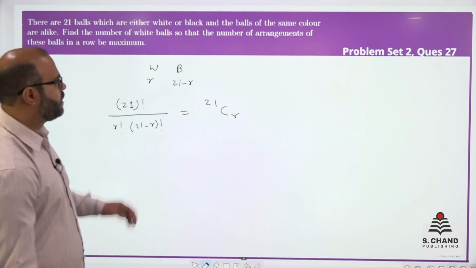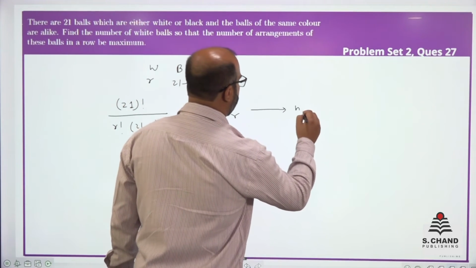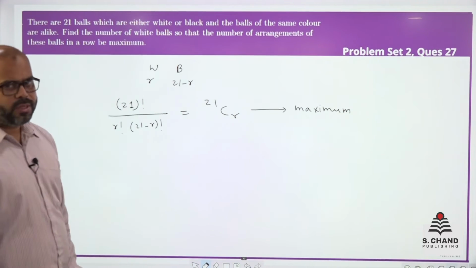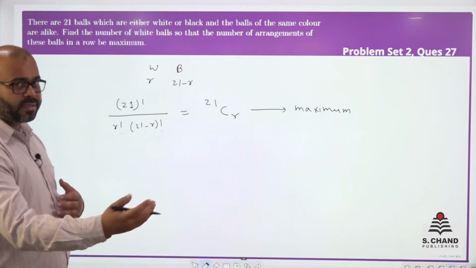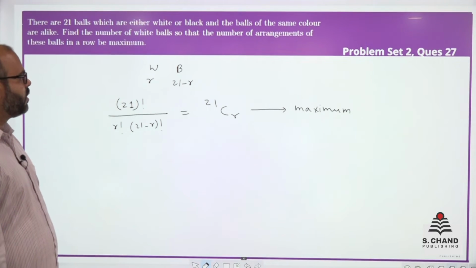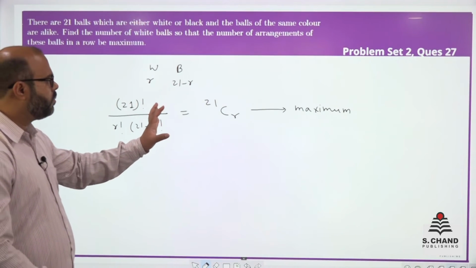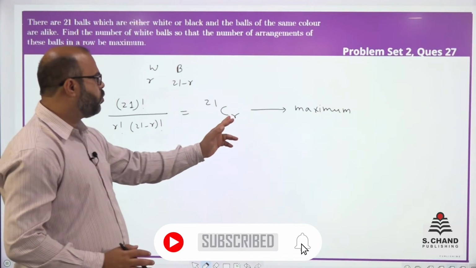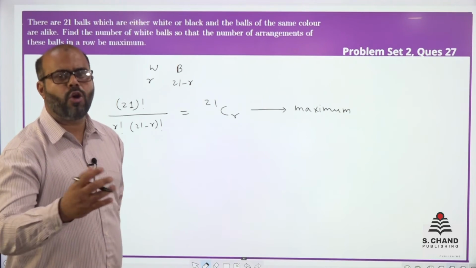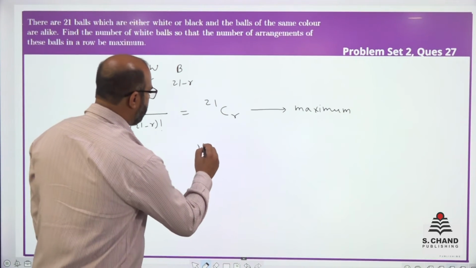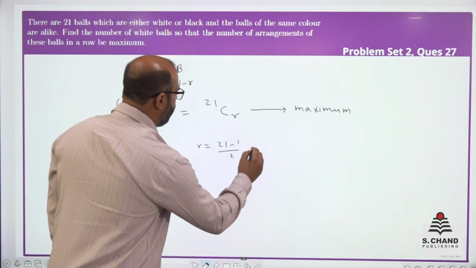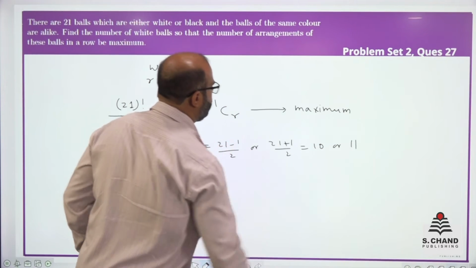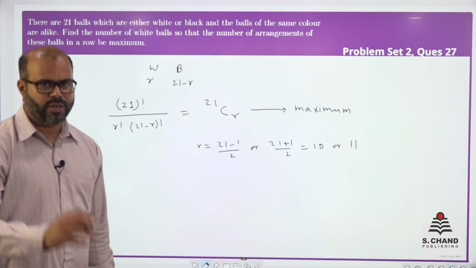Now you want this to be maximum. Under what condition is this maximum? In the binomial theorem we studied, or we may study in the next few lectures, that the maximum term is the middle term for binomial coefficients. So what is the middle term? For 21, the middle is either 10 or 11. So r is either 10, that is (21 minus 1)/2, or 11, that is (21 plus 1)/2. These will give you the maximum binomial coefficient value.